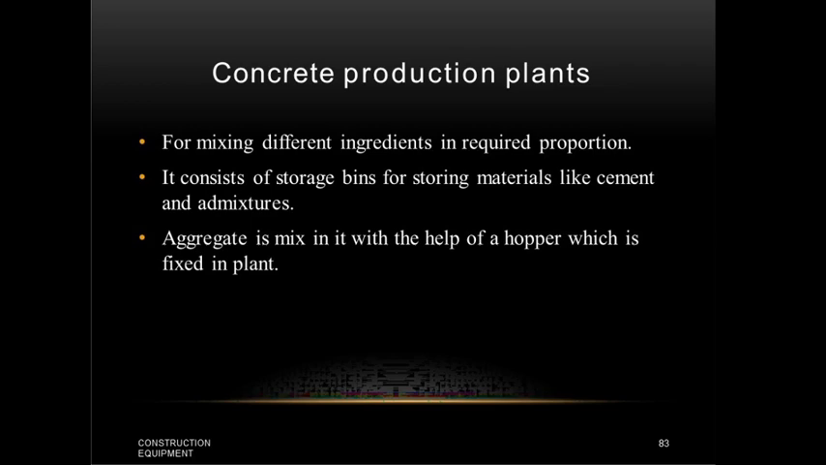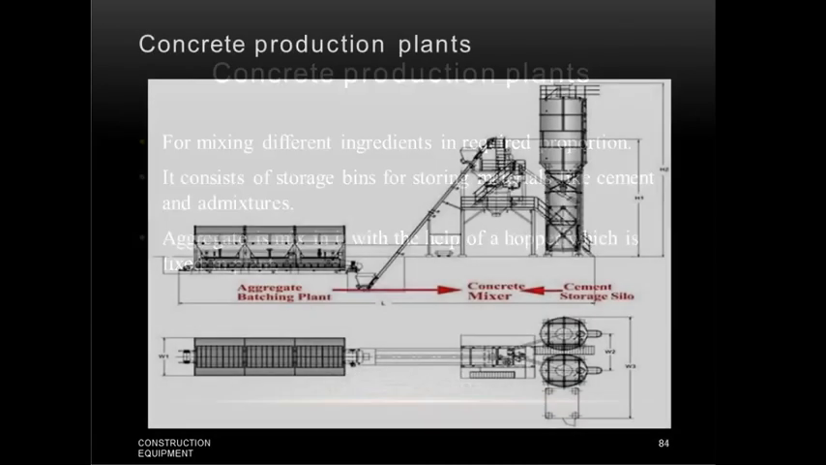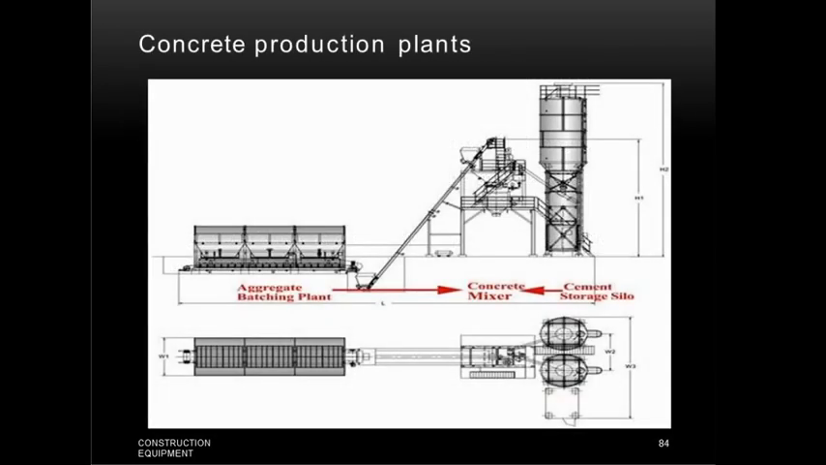So the first one is the batcher. This is called a concrete production plant. Batching is nothing but proportioning the ingredients of concrete such as cement, sand, aggregate and water for a particular mix of concrete by weighing each item separately. Weigh batching is commonly used.